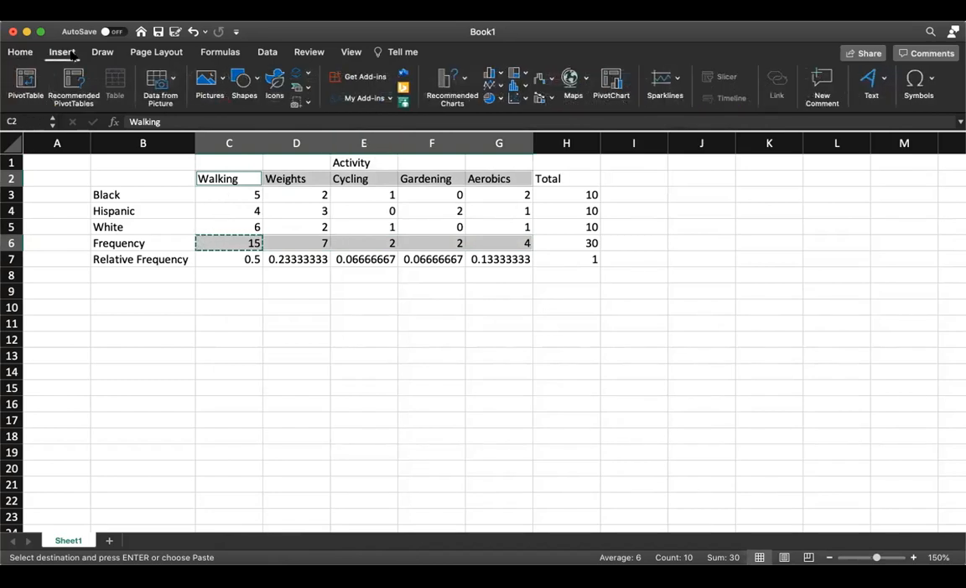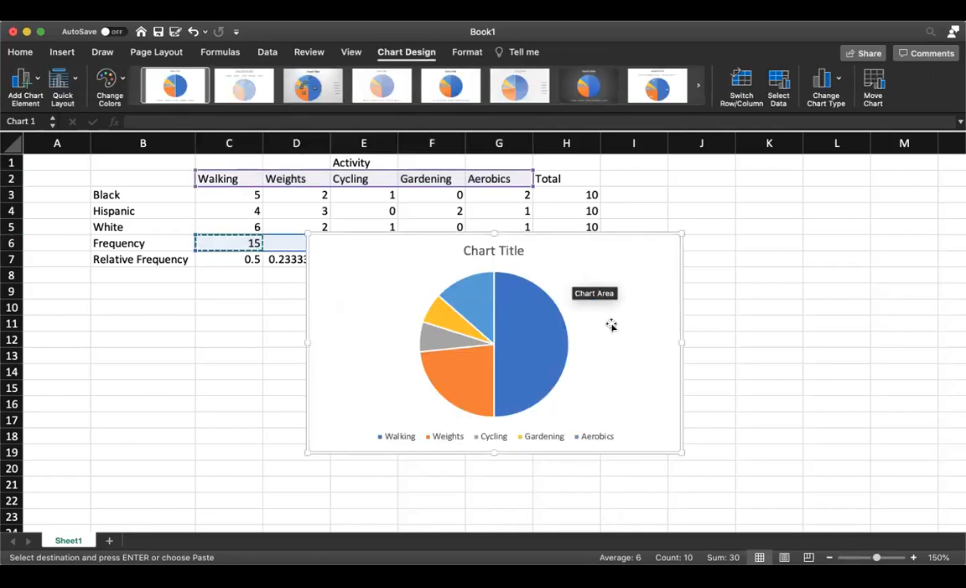You should have an insert up here. Go to insert. You can use recommended charts. And look what it's going to recommend for you. It recognizes that you're trying to match a category with a frequency count. So Excel is going to say we can use any one of these charts. The first chart we're going to make is going to be the pie chart. And here's the pie chart that we created. All right. There's our pie chart.